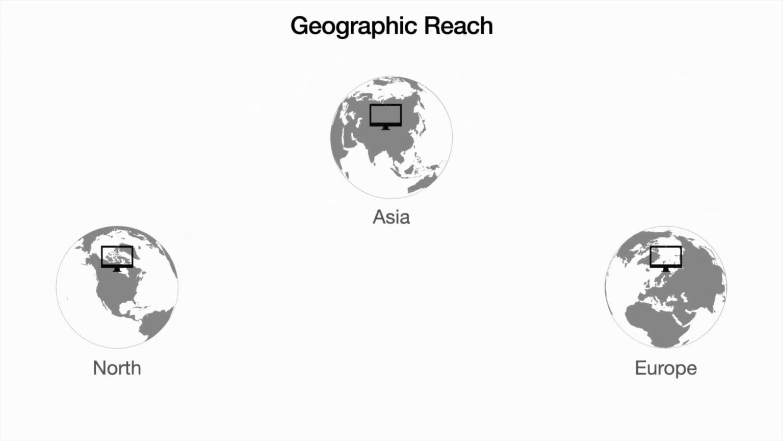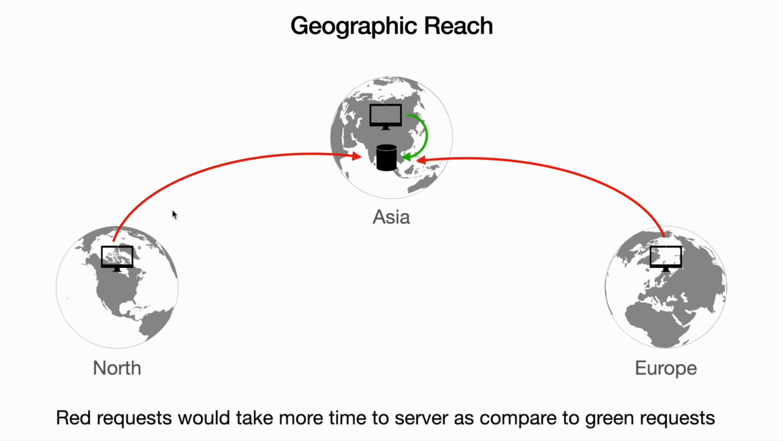Next is the geographic reach. Let's suppose we have 3 clients in 3 different regions and we have only one database, in the Asia region. So each client is connecting to this Asia region database. Now the problem with this approach is that a request coming from a different region will take more time as compared to a request coming from the local region. Here the red request is coming from a different region and the green request is coming from the local region. So the red request will take more time as compared to the green request.